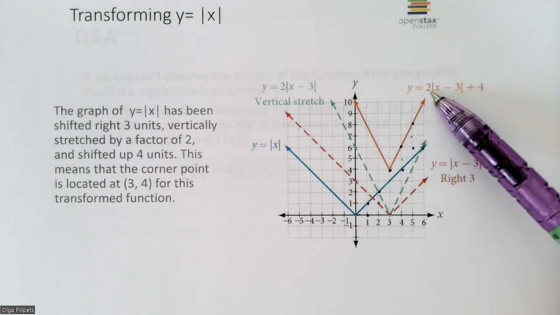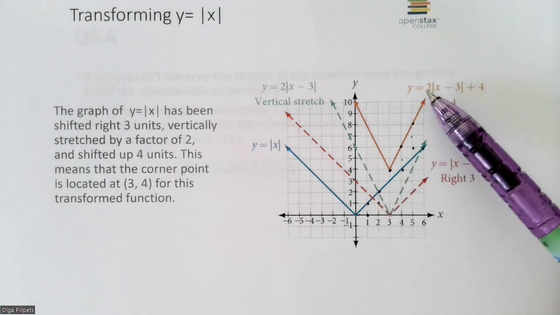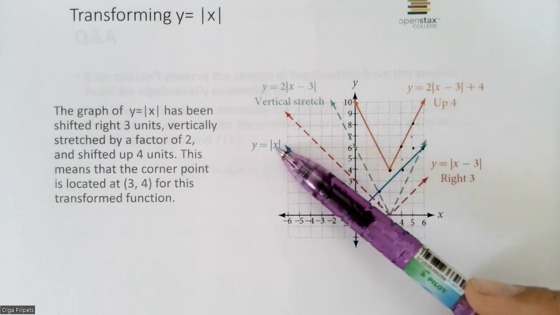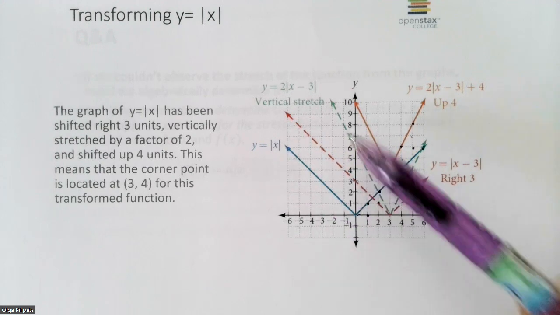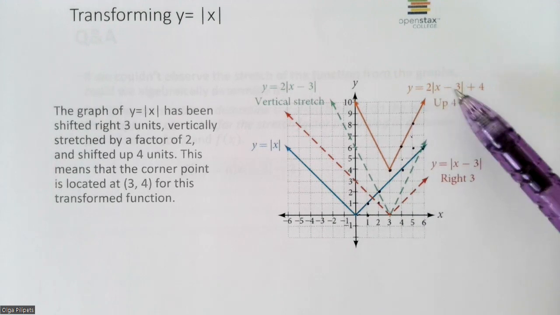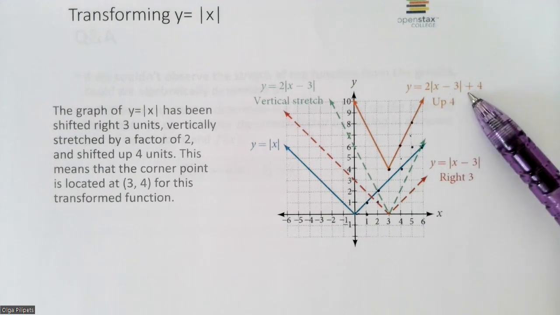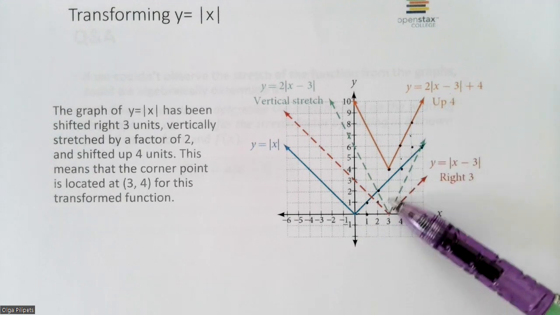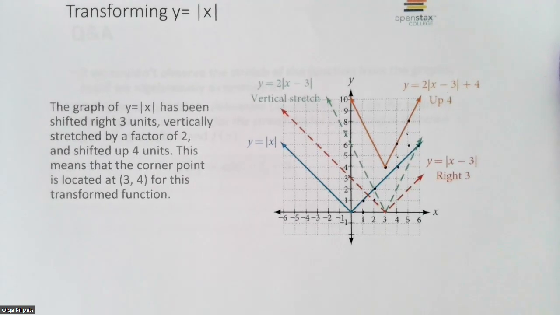Okay, so we multiply the absolute value by 2 in order to stretch it by a factor of 2, and then it's moved 3 units to the right. So we subtract 3 inside the function, and we add 4 on top because it's moved 4 units up. All right, so let me know if you guys have any questions about it.